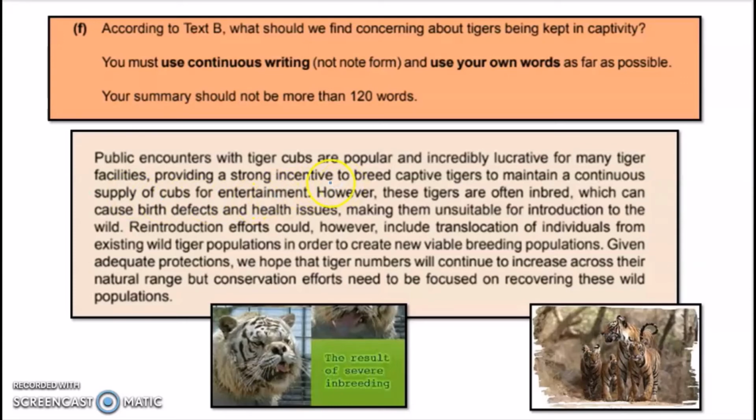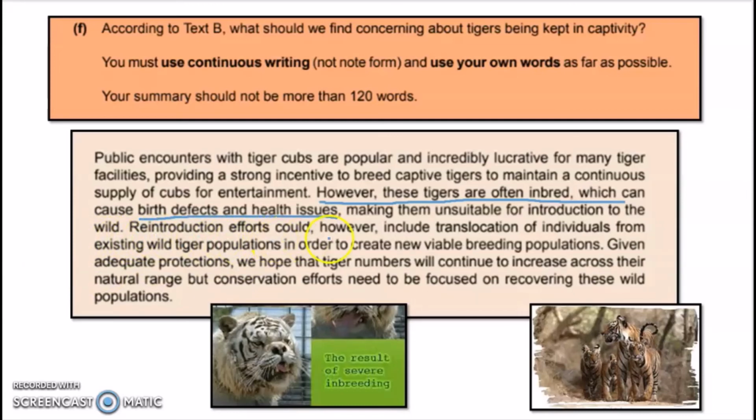However, these tigers are often inbred. This is something new for you, that these captive tigers are often inbred. Inbreeding means that they reproduce with a partner from their close relatives, so there is no change in the DNA. So it will cause birth defects. It is not good for their health, and the birth defects make them unsuitable for introduction to the wild.